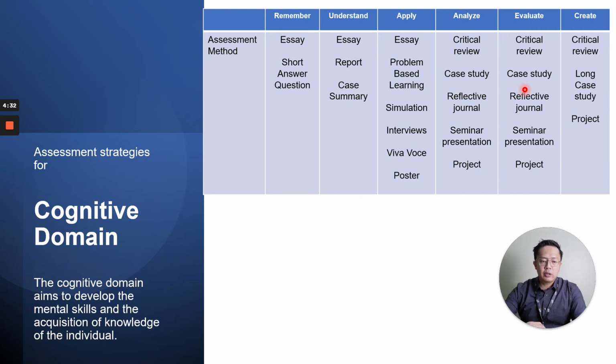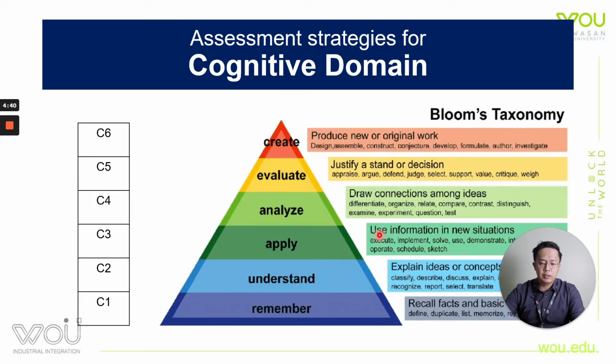So the cognitive level is relatively easier as long as you understand the levels that you have seen over here. As long as you understand that if your C1 is to measure recall of facts, you may just ask the students to come up with a spot quiz.